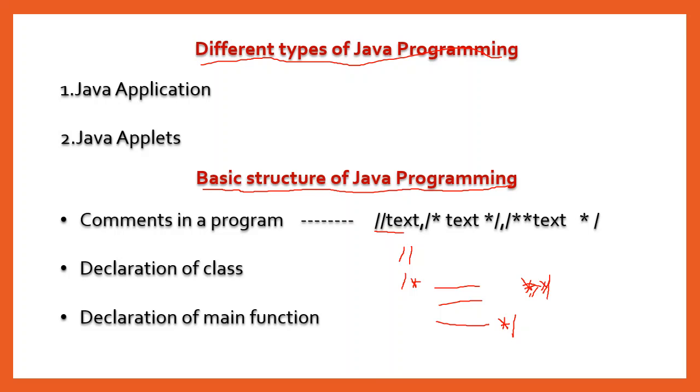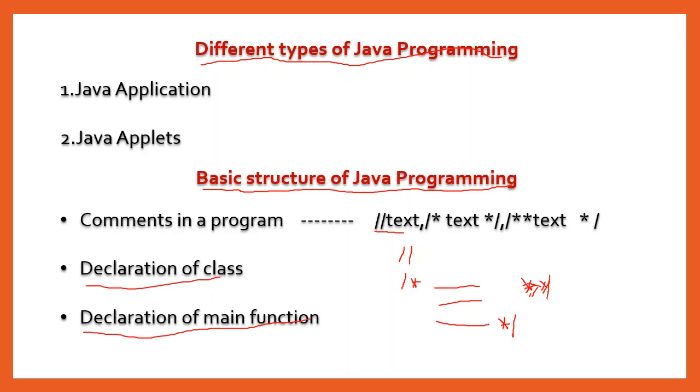You have to make the program name a meaningful name. Suppose if you want to find out the sum of two numbers in your program, then you can take the name as sum or add. Like that, you have to take some meaningful name, and the first letter of the program name should be a capital letter. Okay, next one. This is declaration of the class. Next one is declaration of the main method.